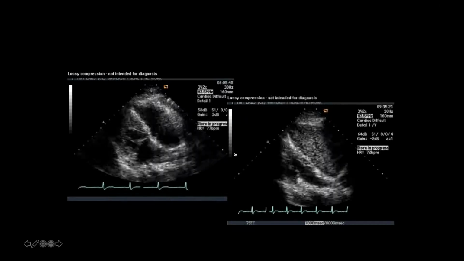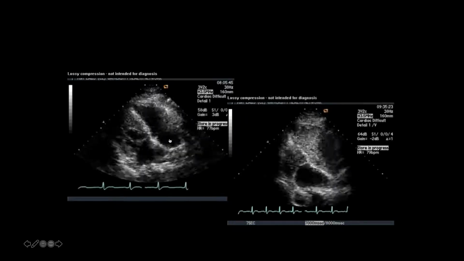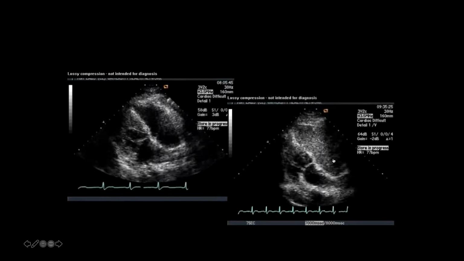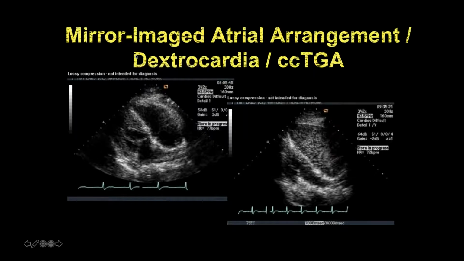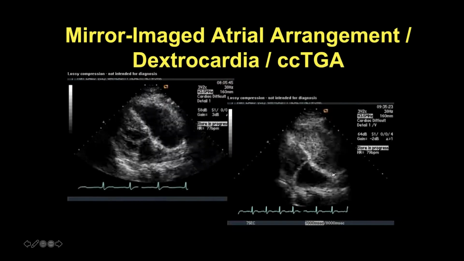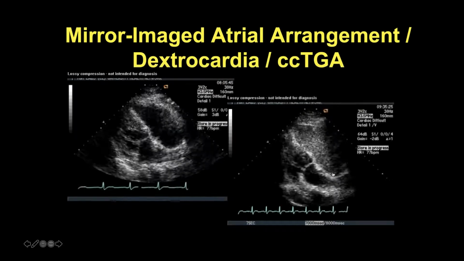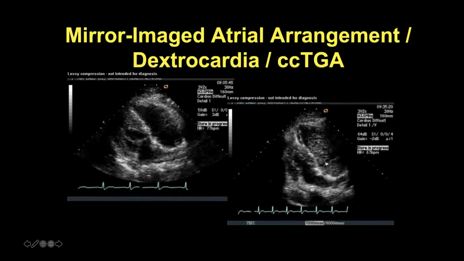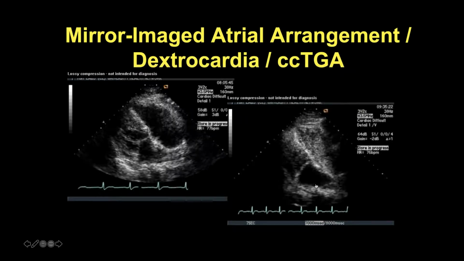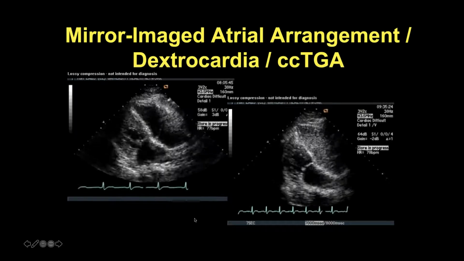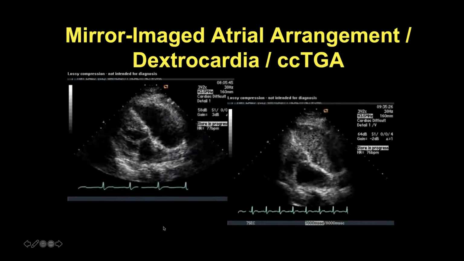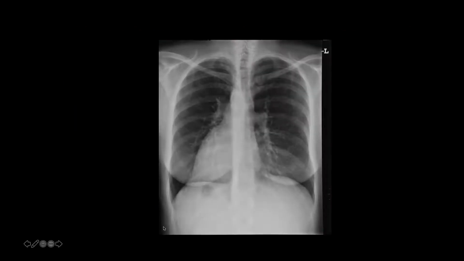You know now, okay, this is the morphological right atrium. So this patient does have a mirror image arrangement of the atria, because the right atrium is on the left and the left atrium is on the right. This is in a patient with CCTGA and dextrocardia.